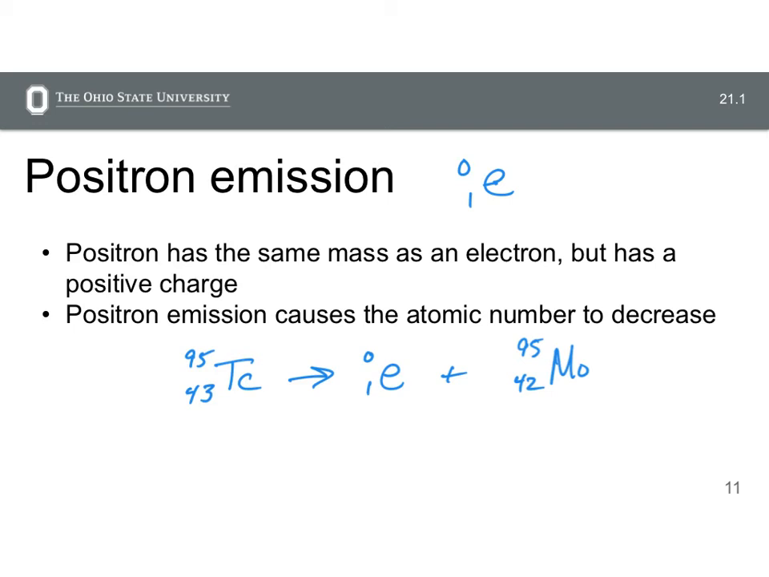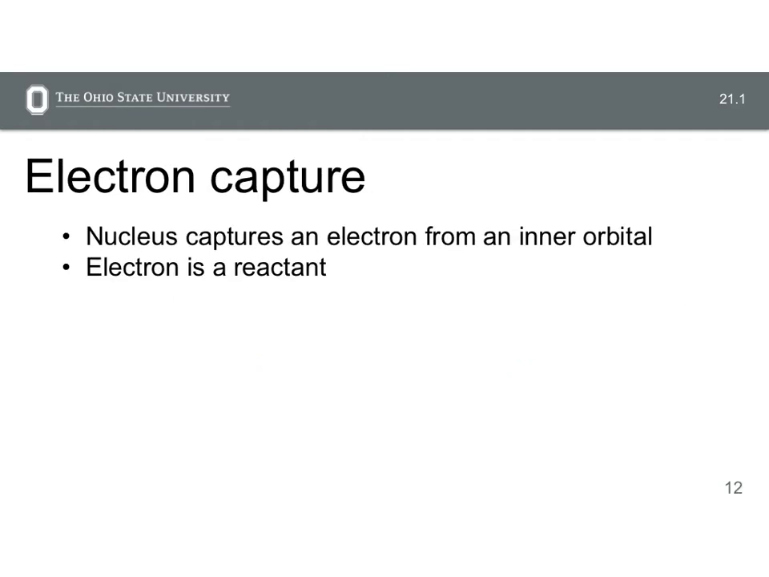Questions on writing any of these decay equations, anything like that? Okay. A couple more here. Electron capture. So in electron capture, the nucleus captures an electron from an inner orbital. I think on a previous version of the slides I wrote outer orbital, so if you have those slides, just cross that out and write inner orbital.